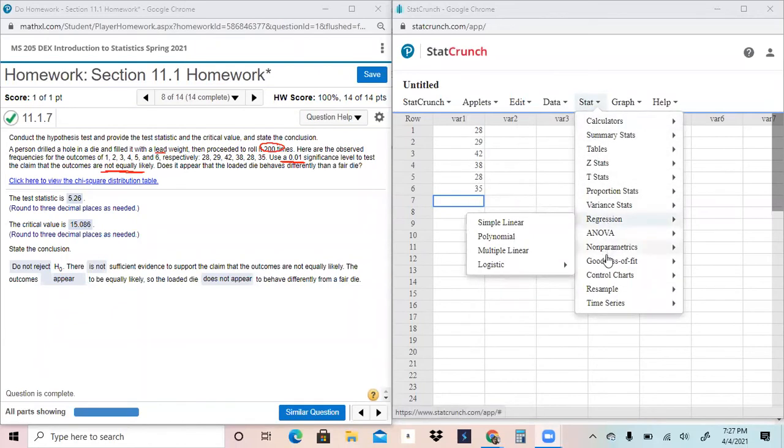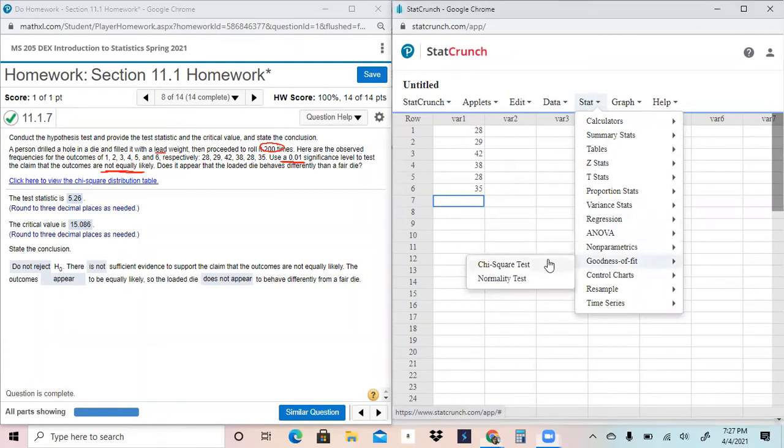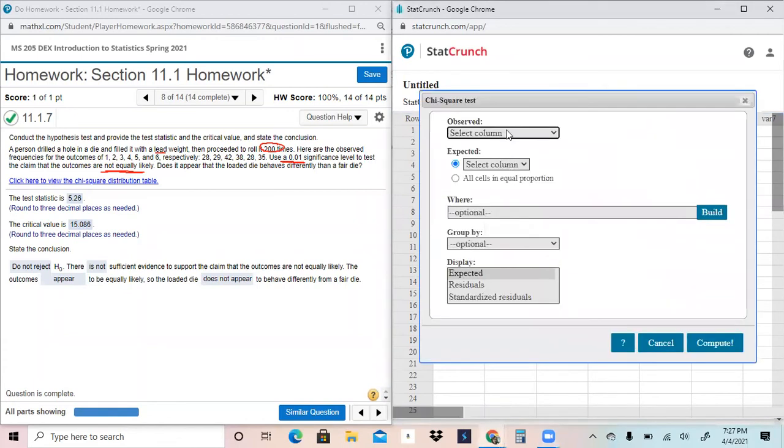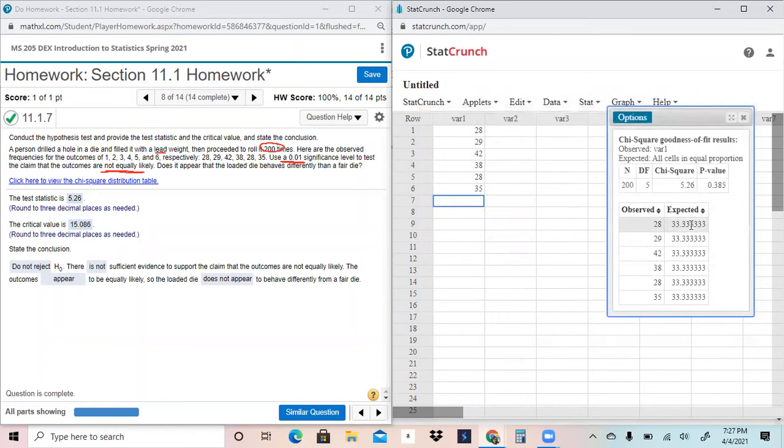Stat, goodness of fit, chi-squared test. Our values are in the first column. We're going to claim that they're all equally likely would be the null hypothesis. That means that we would expect 1/6 of each of the 200 to land in each category. Instead, we got these. How far off is it?